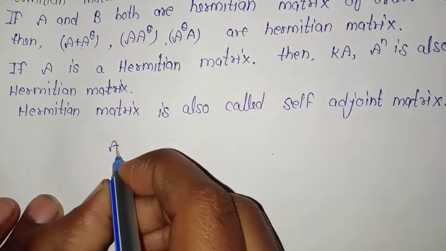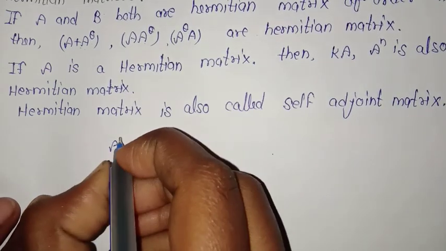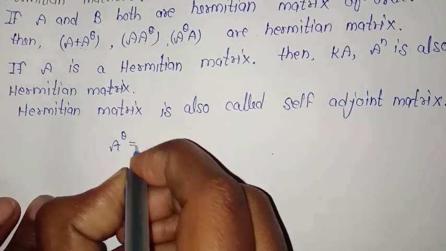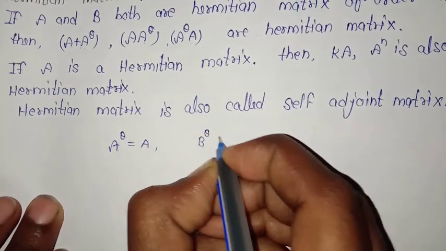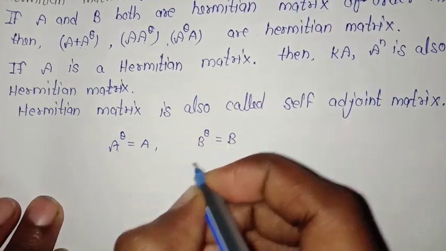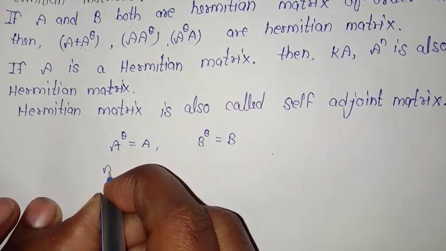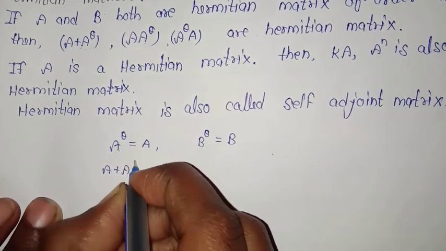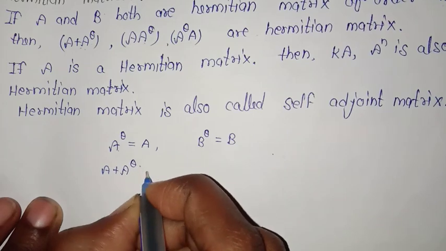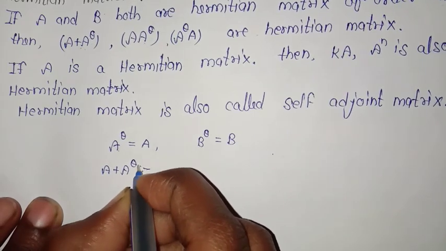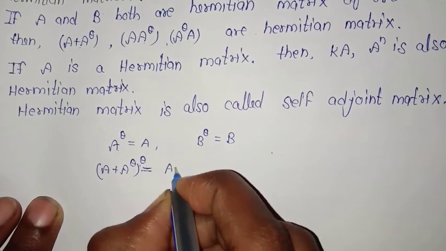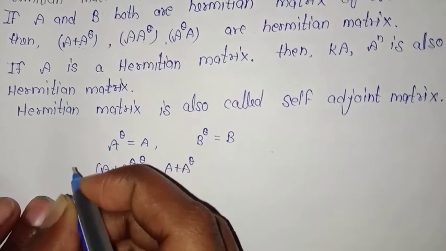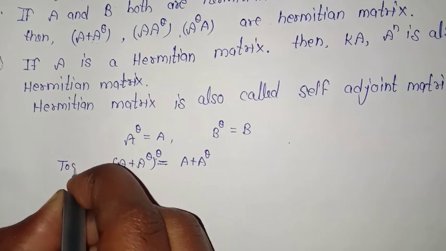It is given that A and B are Hermitian matrices. Then the conjugate transpose of A will be equal to A, and the conjugate transpose of B will be equal to B. Now we want to prove that (A plus conjugate transpose of A) whole conjugate transpose is equal to A plus conjugate transpose of A. We have to show this.